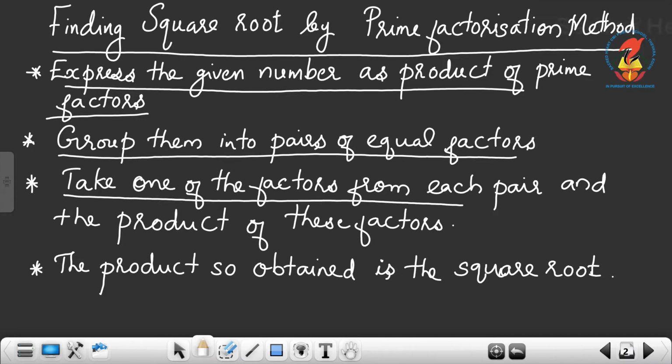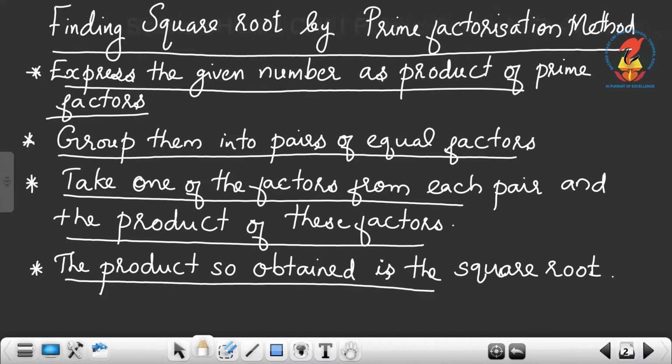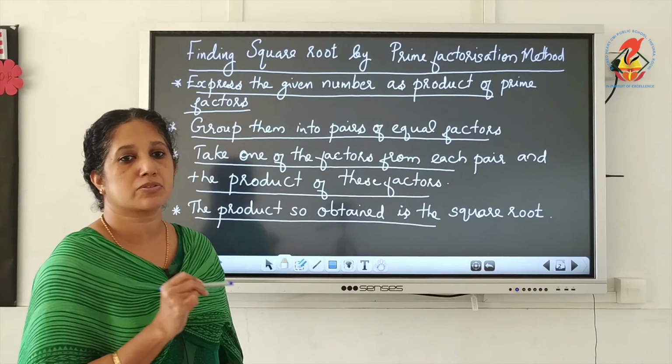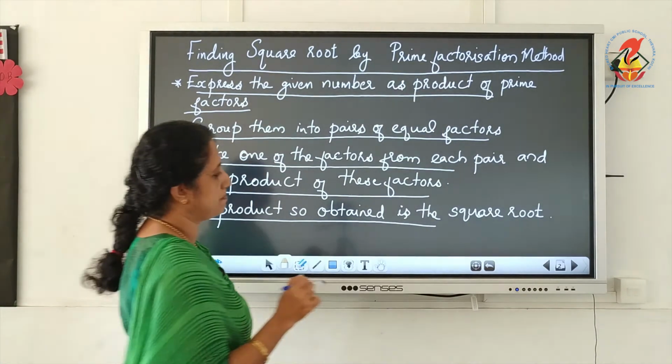Then you have to take one of the factors from each pair and find the product of these factors. Then the product so obtained is the square root. You will get one product, and the product will be the square root of the given number.